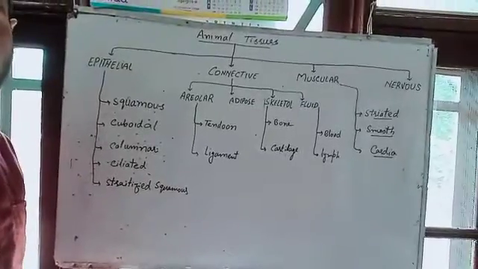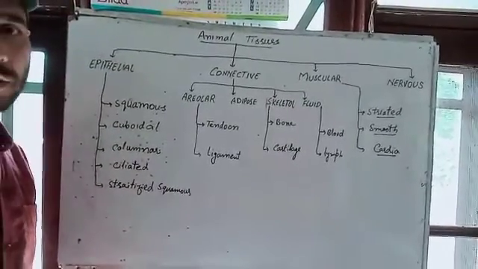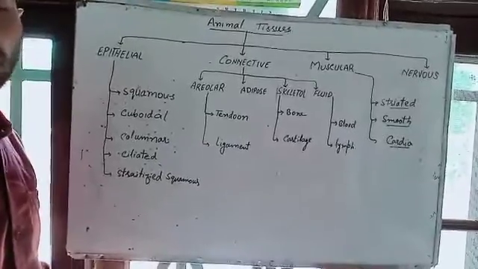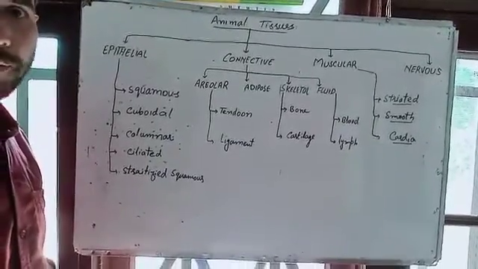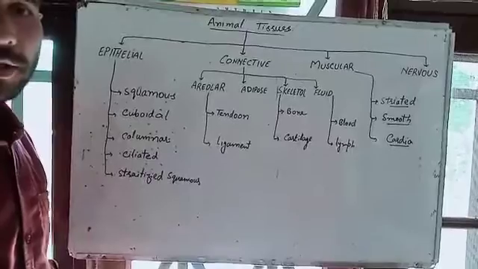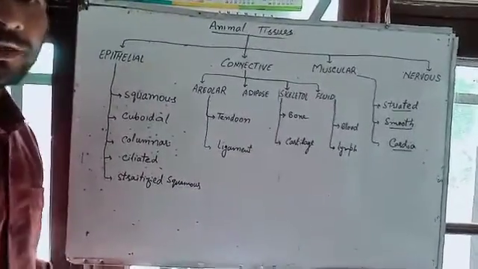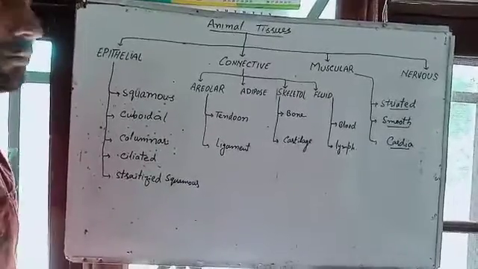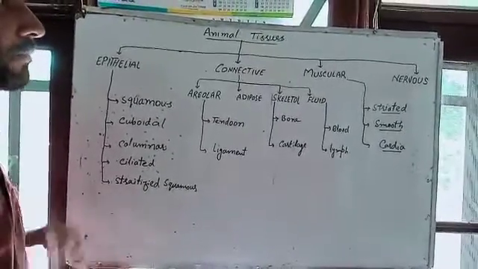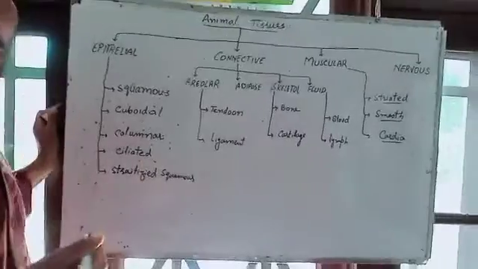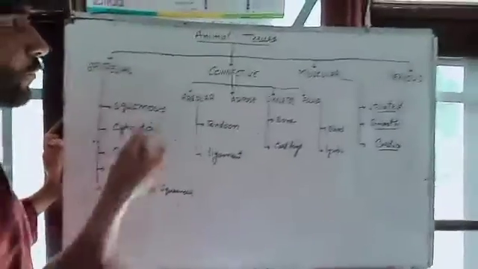Hello, dear students. Today we will take the animal tissue part of your tissue chapter, because we have completed the plant tissues and their explanation. Now we'll start with the animal tissues. Actually, the animal tissues are classified into four types.